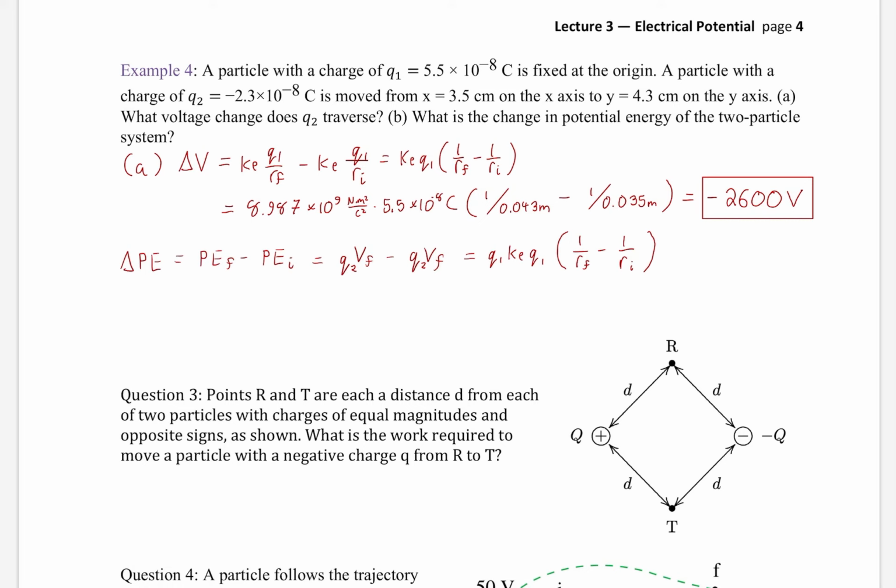Now, what's the change in potential energy? Well, the change in potential energy is PE final minus PE initial. In this case, Q2 matters, because now I do care about the fact that I'm moving a negative charge.